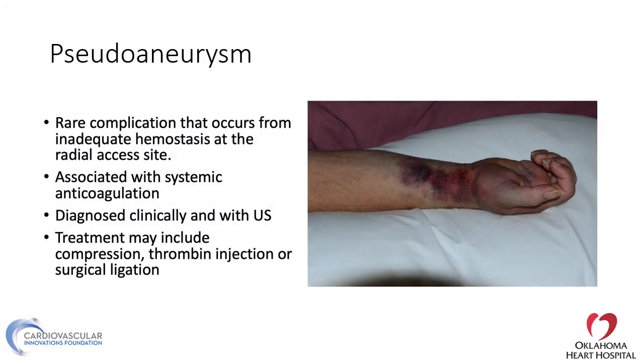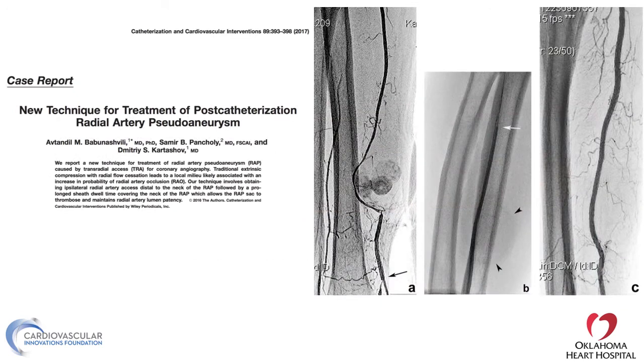Pseudoaneurysms are rare in the radial artery but can happen. This one requires surgery. There are some case reports on newer techniques trying to put another sheath through the area of the pseudoaneurysm and keeping the sheath there for a prolonged period of time to stop the blood flow into the pseudoaneurysm and allow it to thrombose.